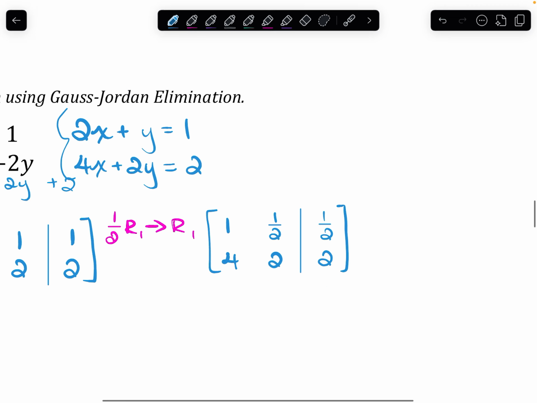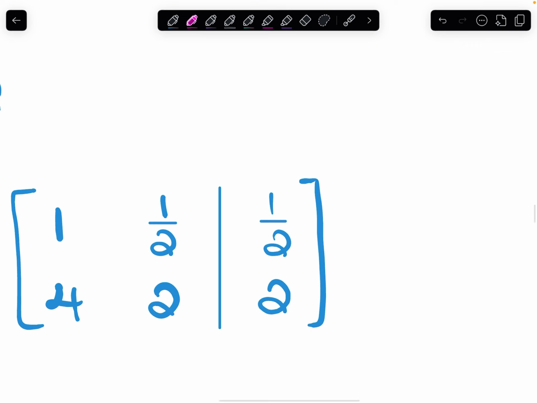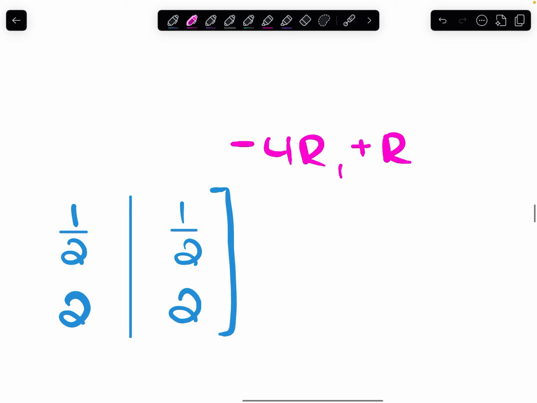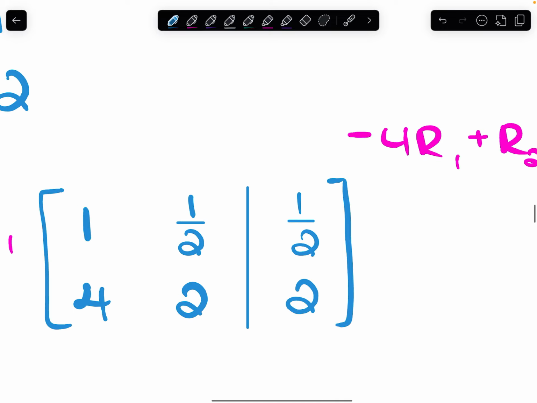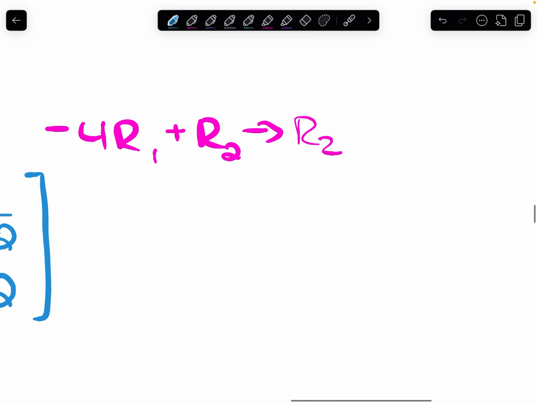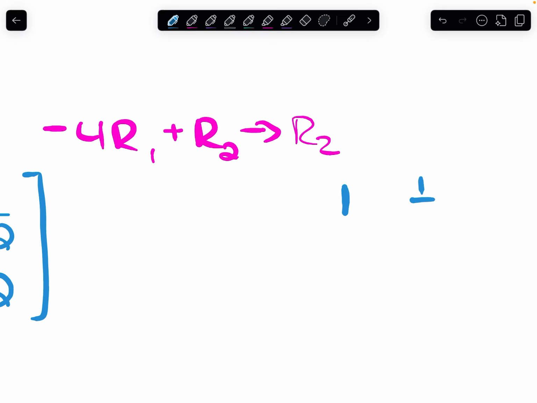All right, step 2. Step 2 is the more involved step. I need to multiply row 1 by the opposite of what is right below it. So the opposite of 4 is -4. And we're going to add it to row 2. And this is to replace row 2 because we need a 0. So row 1 stays the same: 1, 1/2, and 1/2.